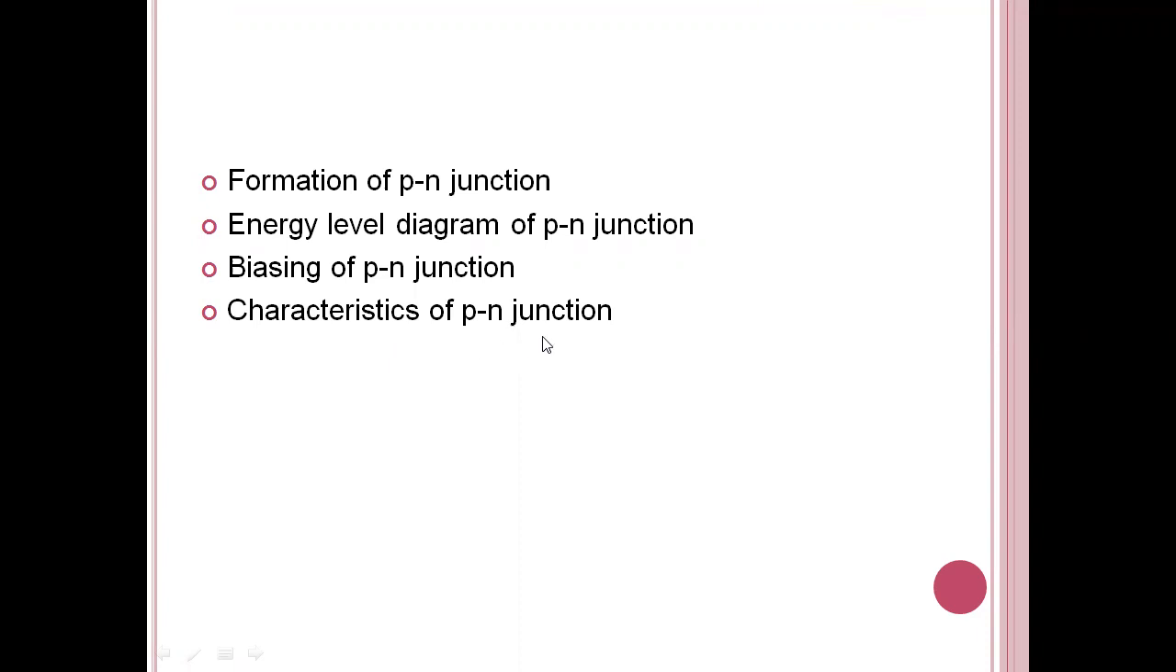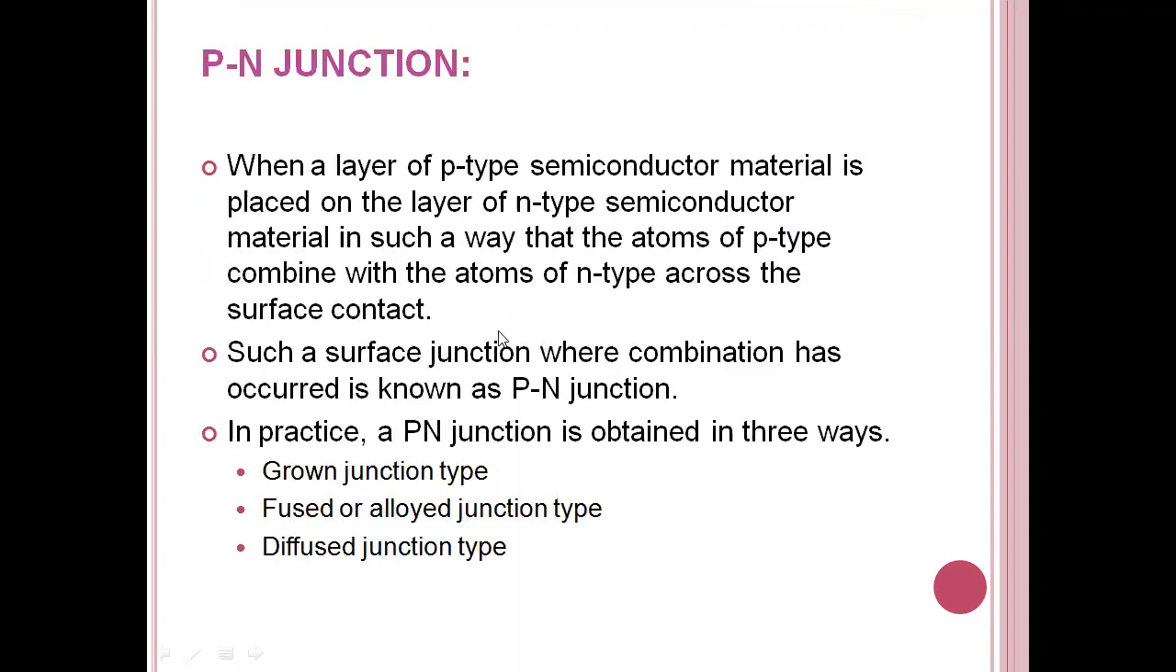First of all, what is a P-N junction and how is it formed? When a layer of P-type semiconductor material is placed on a layer of N-type material in such a way that atoms from the P-type combine with the atoms of N-type across the surface contact, that surface junction where combination has occurred is known as a P-N junction.